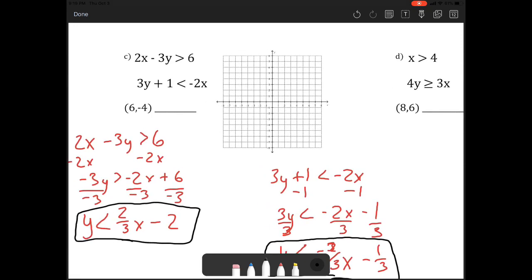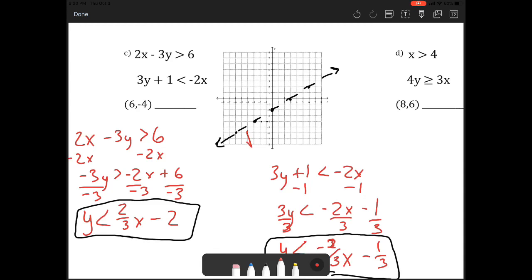First one, I'm going to choose the one we did first. So my intercept is going to be at negative 2. Then I'm going to go up 2 over 3. Up 2 over 3. Same thing, I'm going to go down 2, to the left 3. Okay, this is not an equal to, so it's going to be a dashed line. And it is less than, so that means I'm going to shade everything down.